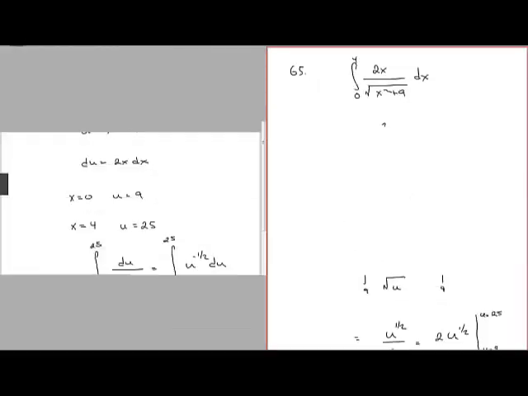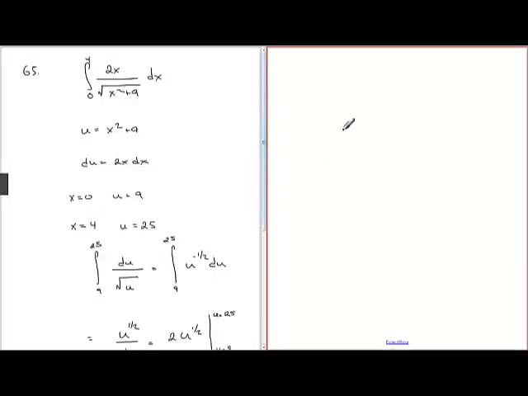Now, if you wanted to not change the limits, what you would do is, when you get to this point, we would keep the limits the same. And I'm going to explicitly show that we're not changing the limits. But we'd still have u to the minus 1/2 power du. So we integrate that, and we get u to the positive 1/2 divided by the new exponent. We evaluate that between x equals 0 and x equals 4.